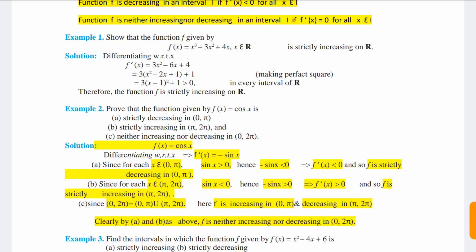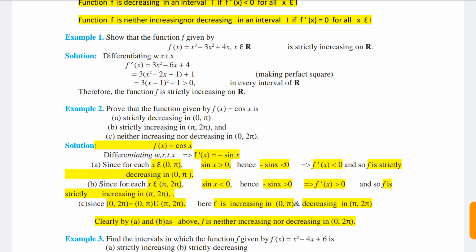Now in the next example, prove that the function given by f(x) = cos x is strictly decreasing in the interval 0 to pi, strictly increasing in the interval pi to 2 pi, and neither increasing nor decreasing in the interval 0 to 2 pi.